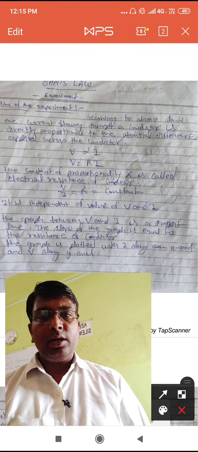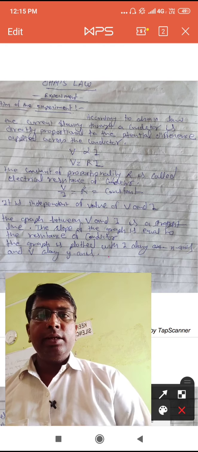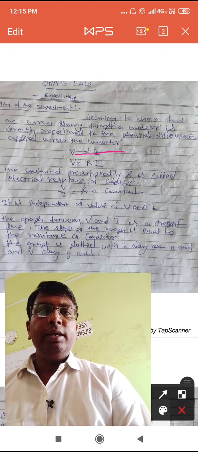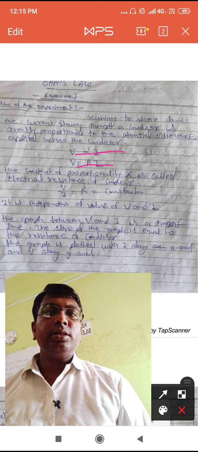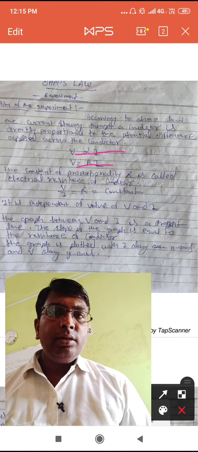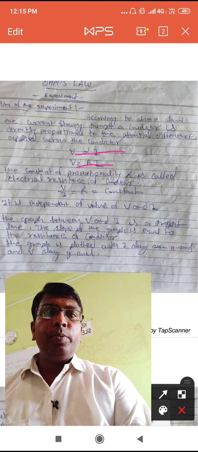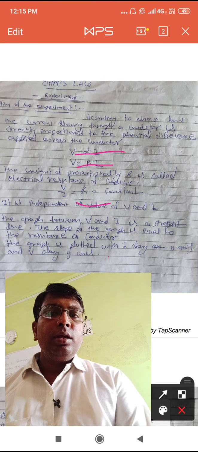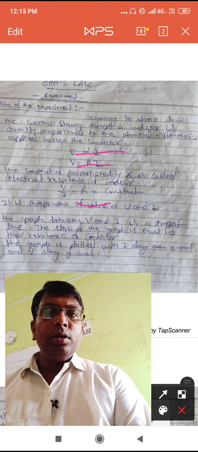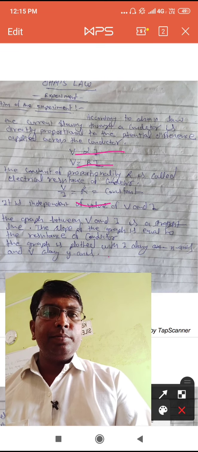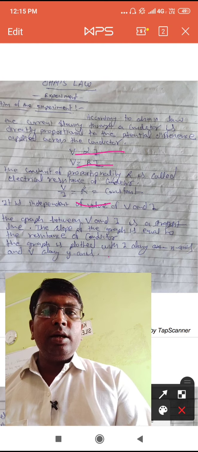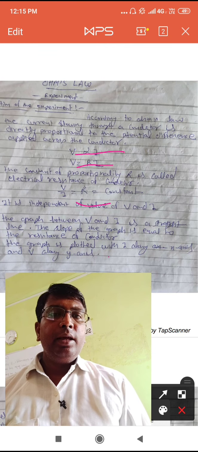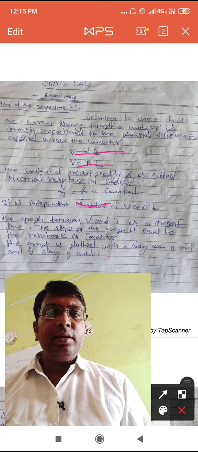remain constant. It means V is directly proportional to I, and V equals IR. Here R is the constant, called the proportionality constant, and that is the electric resistance. The electric resistance R is given by V upon I. It is independent of V and I. The graph between V and I is a straight line.